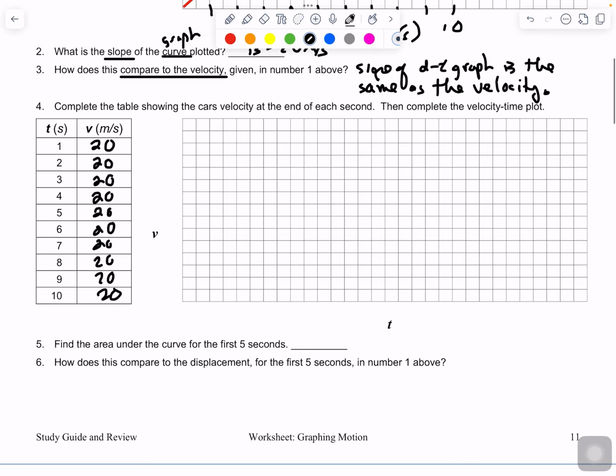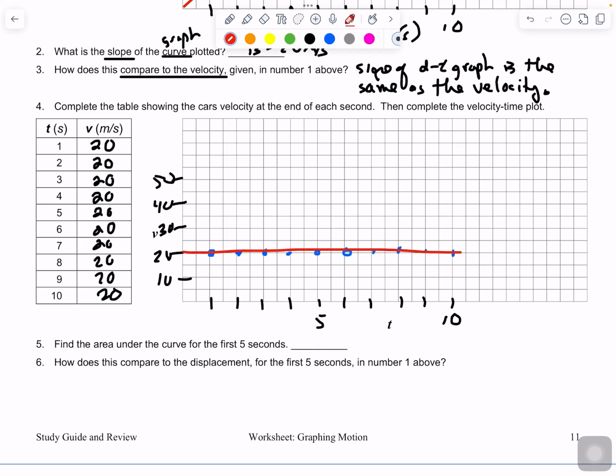Now I can use the same time scale, 1, 2, 3, 4, this will be 5, 6, 7, 8, 9, this will be 10. Okay, now for this one, I can go something to the effect of maybe 10, 20, 30, 40, 50, something like that. Which means at 1 second, I'm going 20, 2 seconds, I'm going 20, and it's a horizontal line all the way across, looking like this.